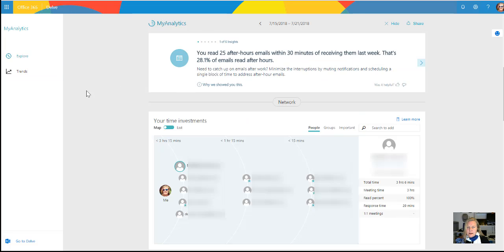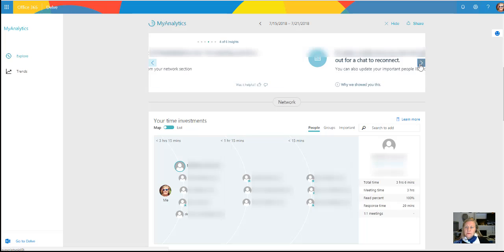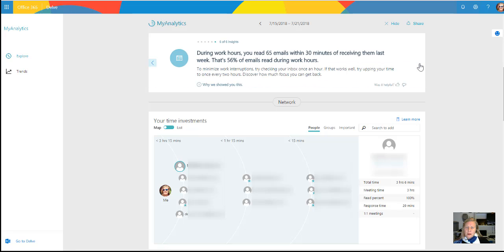So here you'll see I read 25 after-hour emails within 30 minutes of receiving them last week. I'm such an overachiever. That's 28% of emails read after hours. You can also scroll through your insights. So let's take a look. Your email hours increased from 5.1 to 8.1. So that's obviously reading emails and sending emails. Then during work hours, you read 65 emails within 30 minutes of receiving them last week. That's 56% of emails read during work hours.